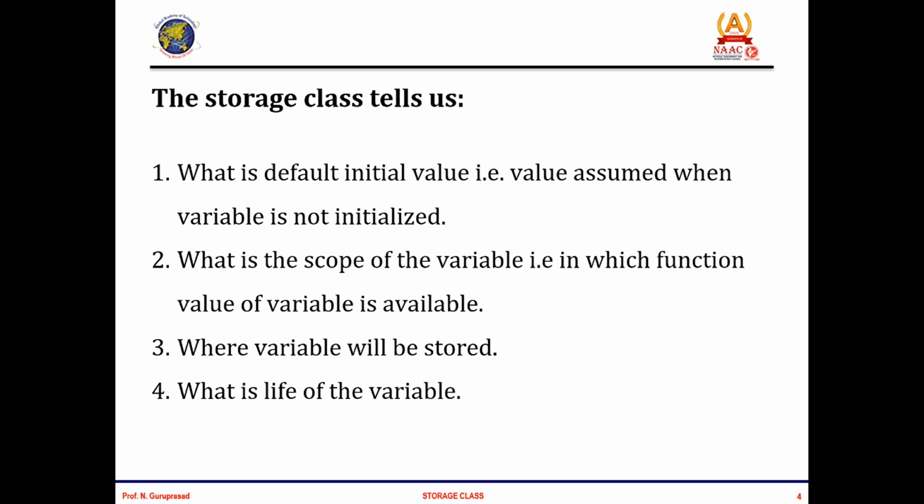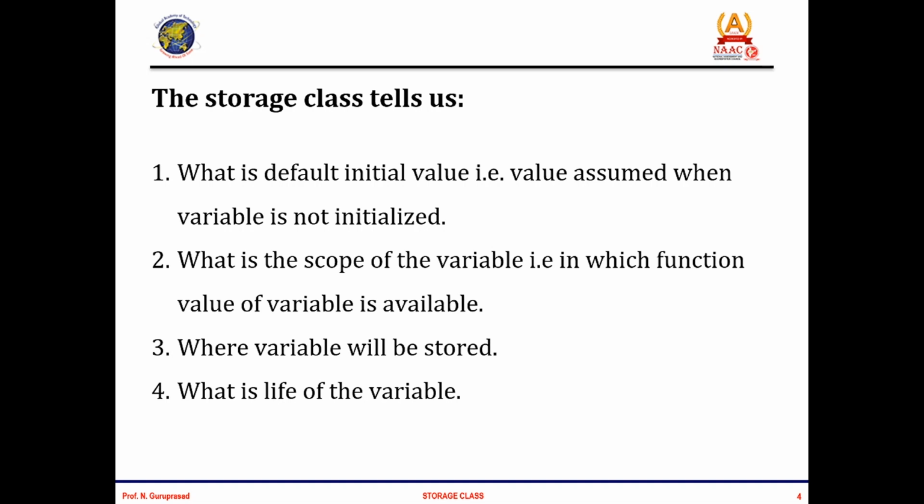Second, what is the scope of the variable? That is, in which function the value of the variable is available. If you recollect our previous video, we had discussed something about local and global variables, and we have seen how these variables play a role in a programming language like C. Third, where the variable will be stored, and the fourth thing is what is the life of the variable.